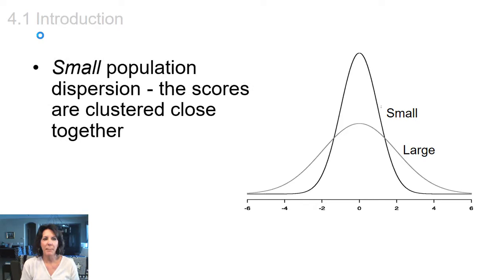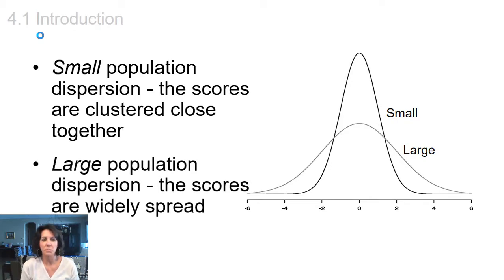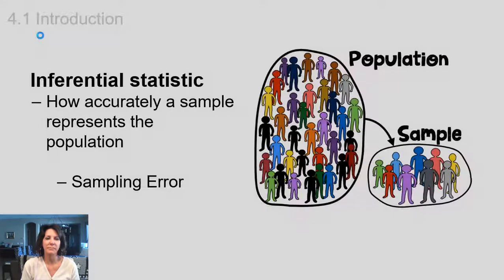So in a small population dispersion, the scores are very tightly clustered together. That's represented on the right by the taller peak, a distribution where the scores are all pretty close together around the mean. There is not as much variability, not as much dispersion. But when we have large population dispersion, that means the scores are widely spread out, and that's represented by the flatter curve here on the right, when the scores are more different from one another.